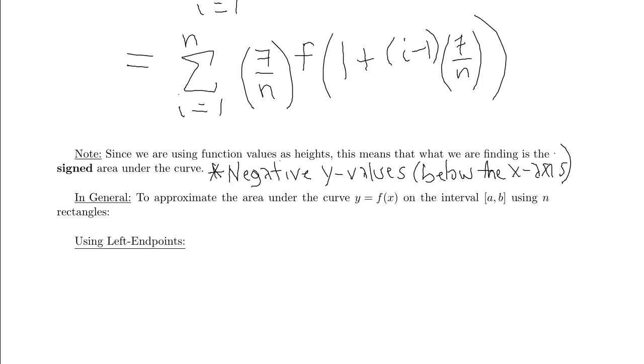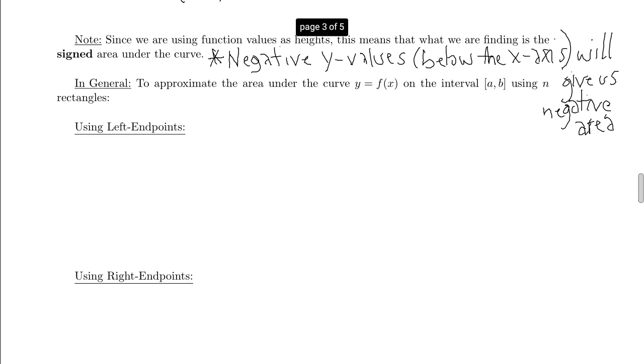These are going to give us negative area, and that's because the height of our rectangles is going to be a negative number. And so we allow for negative area when we're talking about the area under the curve. We're actually talking about the signed area. We just normally don't say the word signed, but that is in fact what it is. So you may get some negative values sometimes, and that's okay.